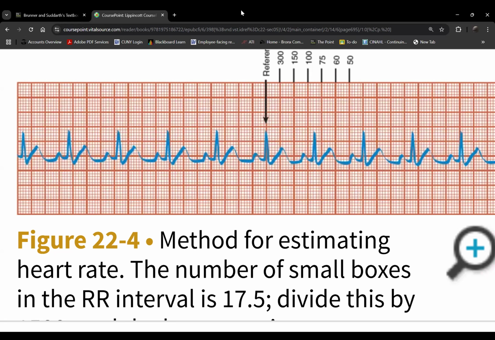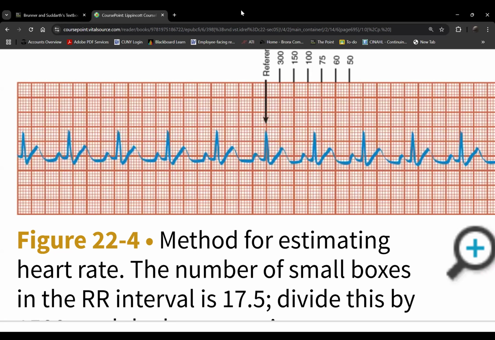Divide that into how many small boxes again? 1,500. So what do you got? Calculators? No, 1,500 divided by 18, meaning divide 18 into 1,500. There are 1,500 small boxes. 83. So what was our estimate earlier, using the method of counting? 80 something, yeah? So is this the same?